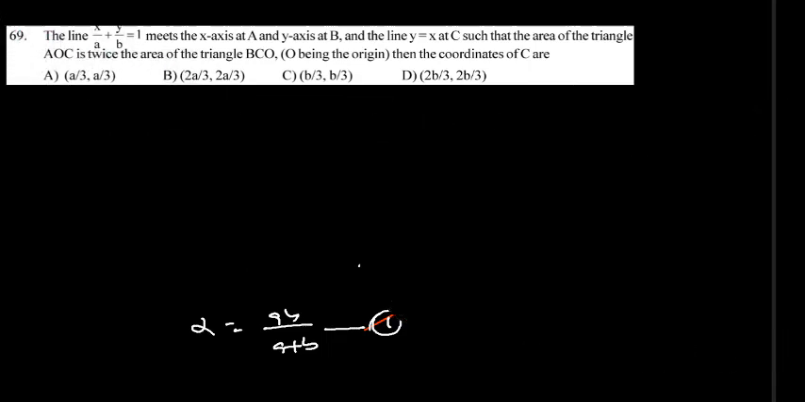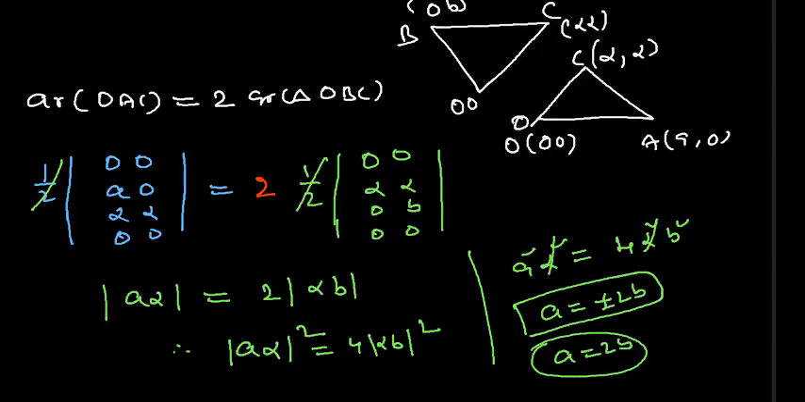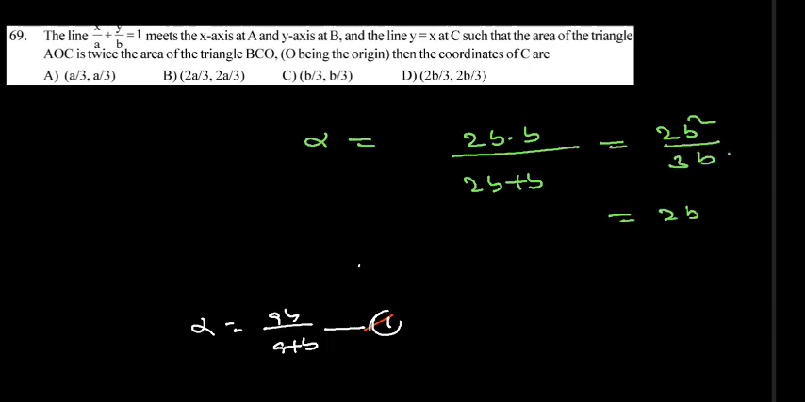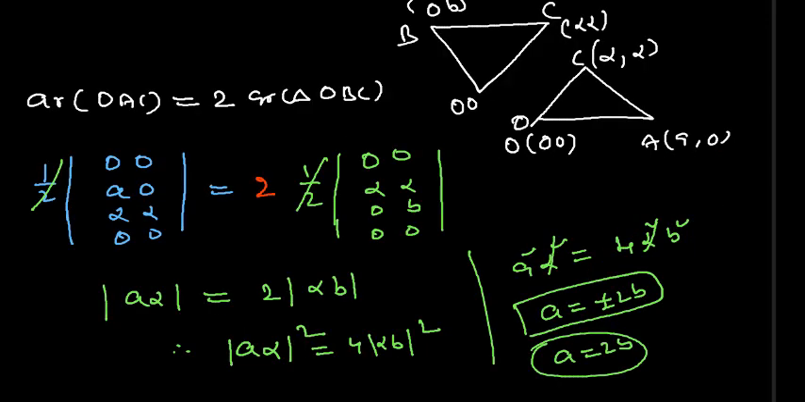Okay, alpha equal to, so what I can write instead of A, 2 beta, 2 beta times beta by 2 beta plus beta. Then 2 beta square by 3 beta, what I can say, 2 beta by 3. So alpha is 2 beta by 3, automatically alpha comma alpha. See, now I can say 2 beta by 3 comma 2 beta by 3. That is the answer to the problem.